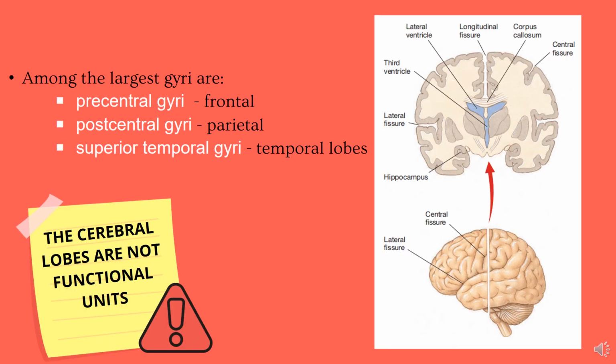Among the largest gyri are the precentral gyri, found in the frontal lobe, the postcentral gyri, found in the parietal lobe, and the superior temporal gyri, found in the temporal lobes. Take note that the cerebral lobes are not functional units. It is best to think of the cerebral cortex as a flat sheet of cells that just happen to be divided into lobes because pressures cause it to be folded in on itself at certain places during development.